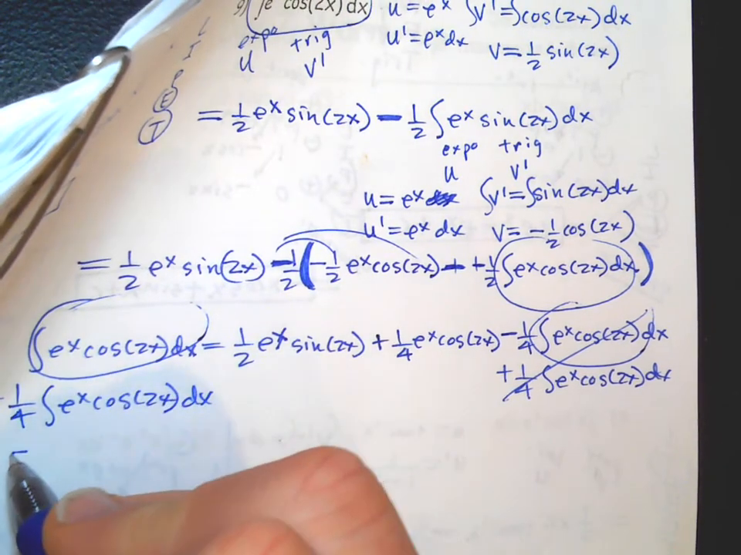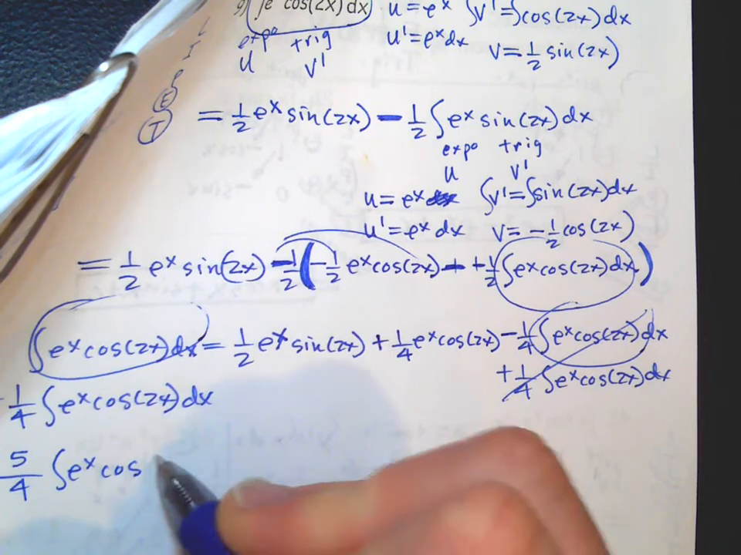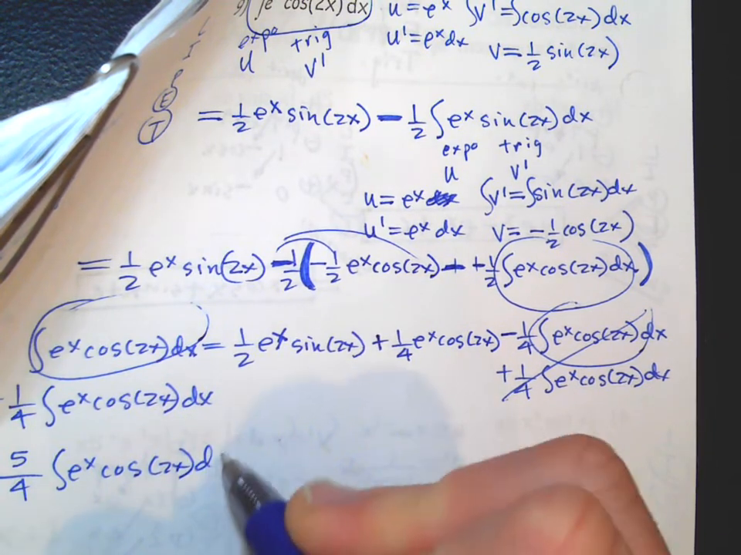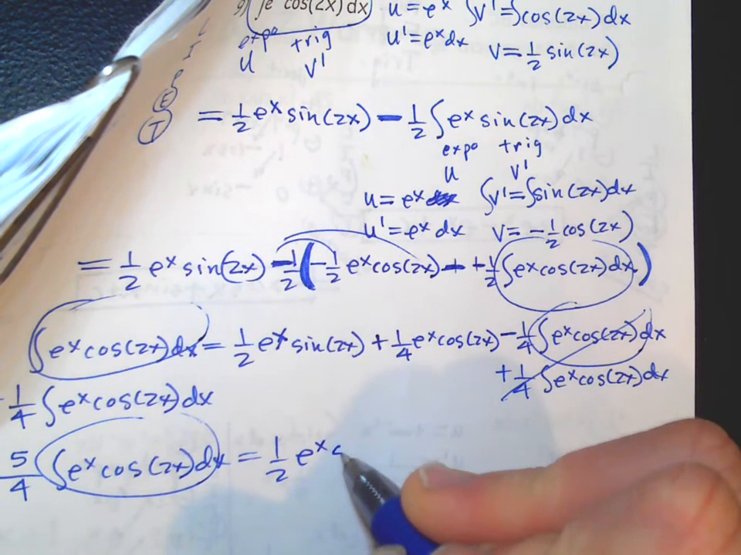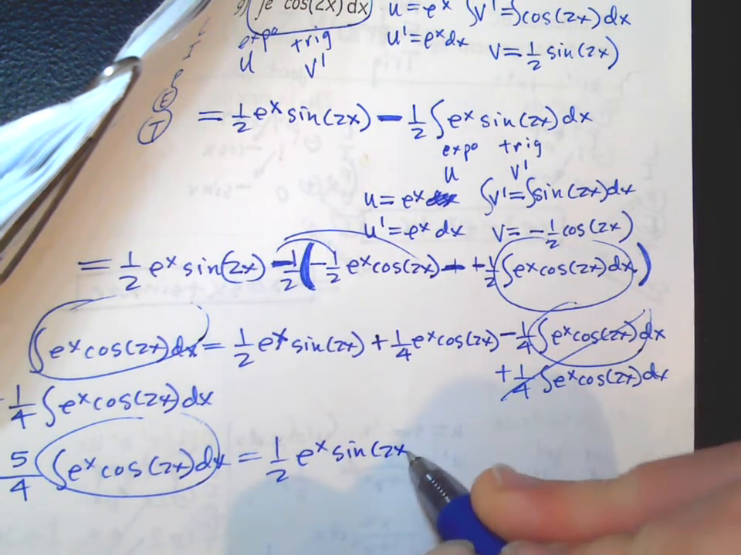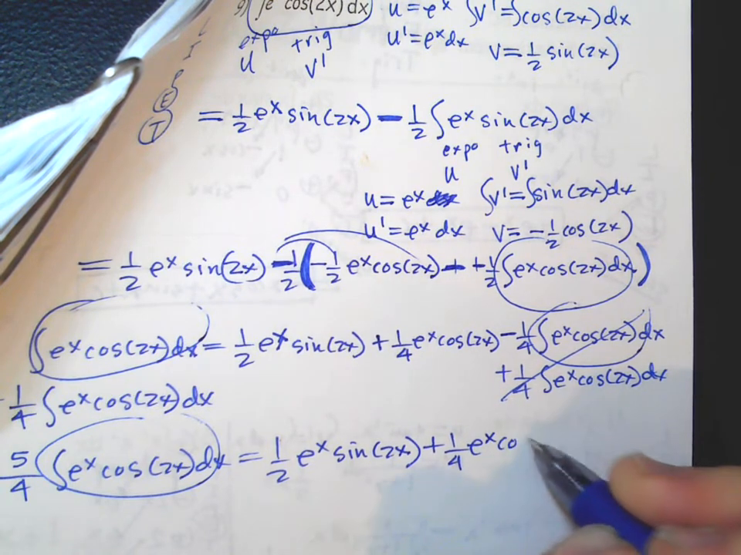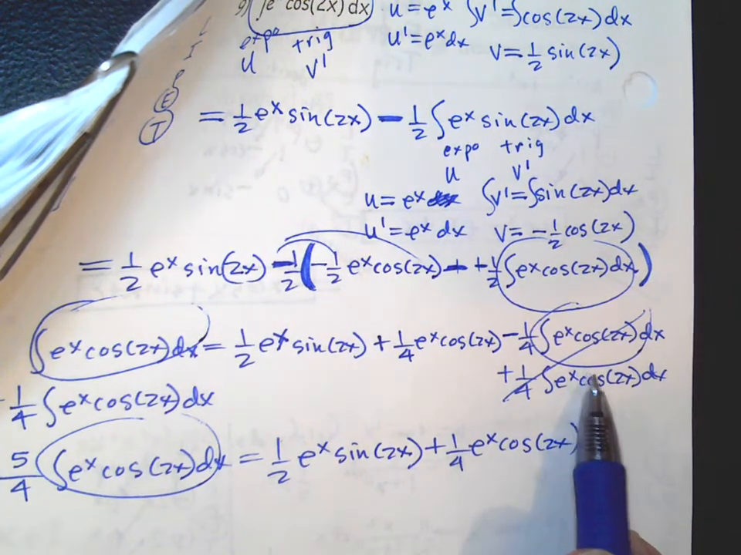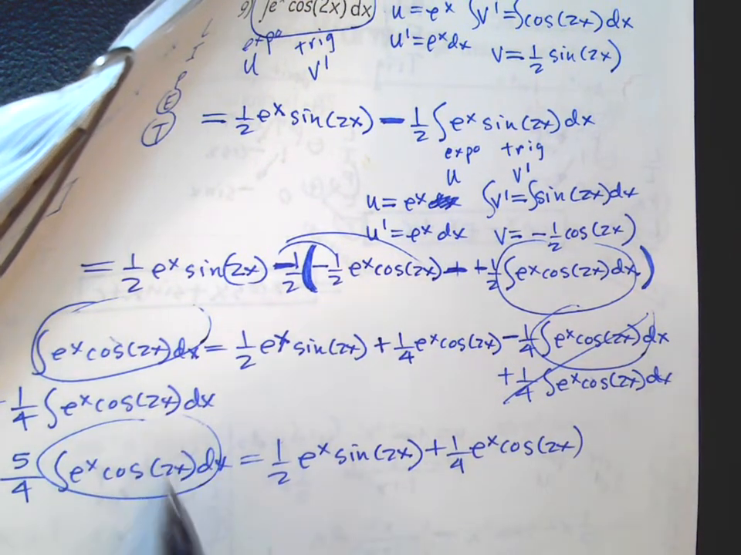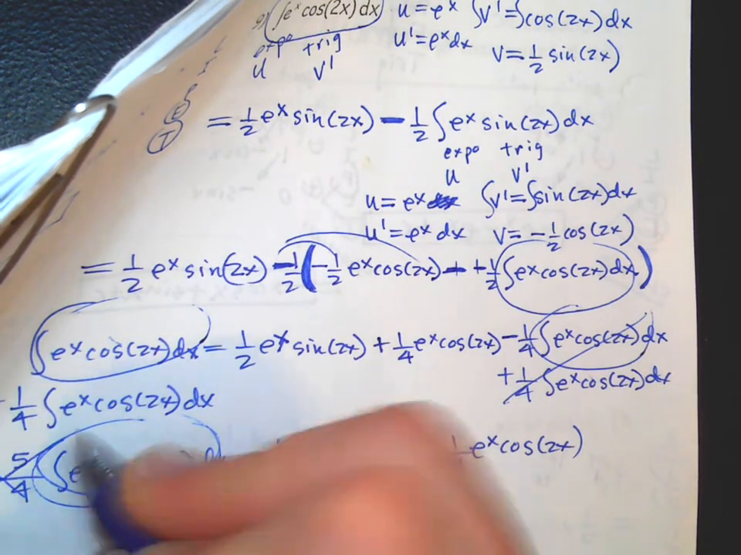That means this is 5/4 e to the x cosine 2x now, right? The thing we're trying to find is this. And just rewriting what's left over on the right. So check that out. We moved this guy, we got it to match it, moved it over here, combine it with this, and this is what we want. So let's just multiply both sides by 4/5 now.